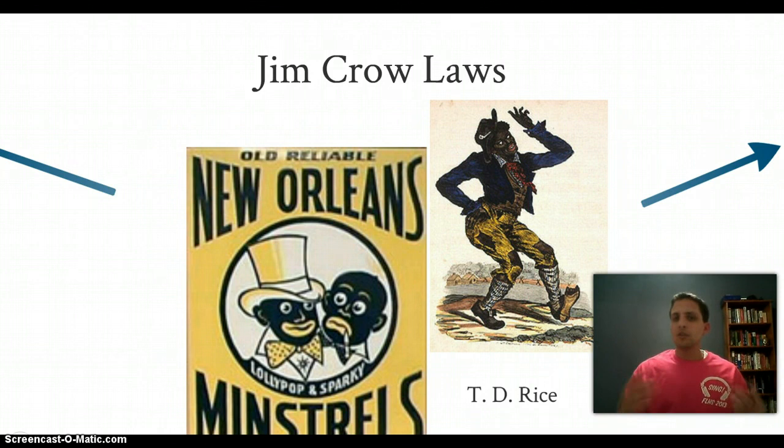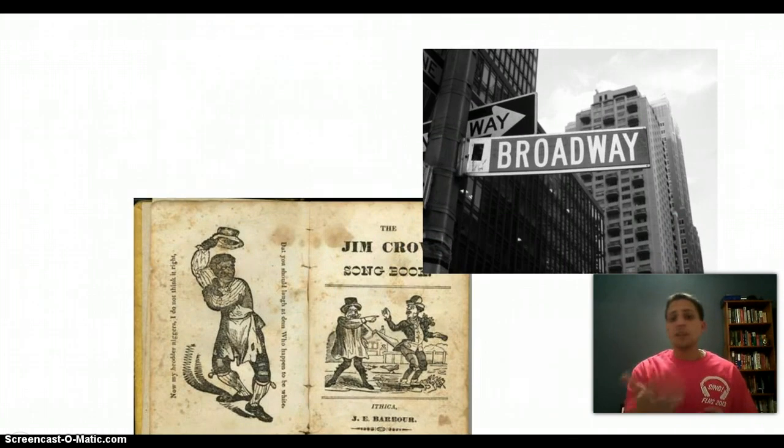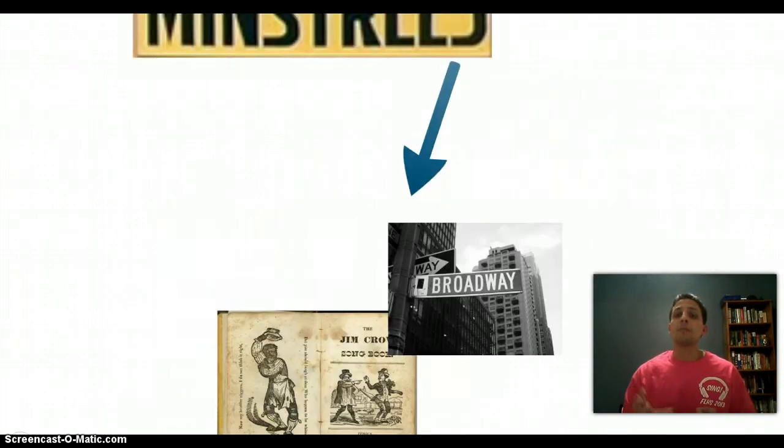You had all of these troupes, hundreds of them, that would tour America north and south. I mean, you're looking at a poster for one of them, the New Orleans Minstrels, and they would tour north and south and make these performances. And so they were extremely popular. They even made it to Broadway. You had blackface performances on Broadway. And so this is where the Jim Crow laws, these segregation laws, get their name from.